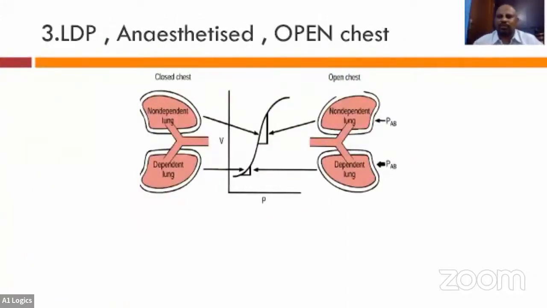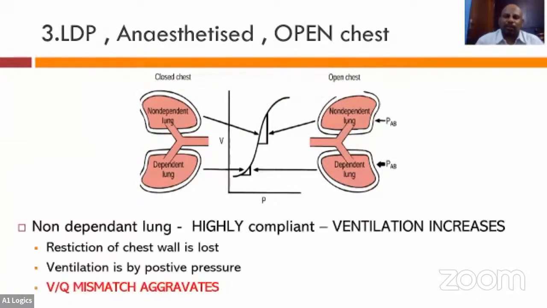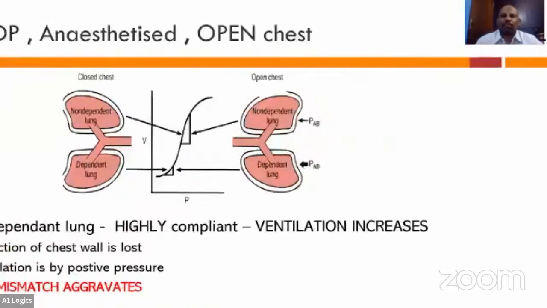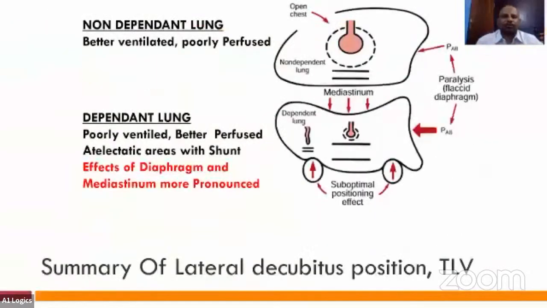So once you open the chest, something drastic happens, which is very bad. In the non-dependent lung, the ventilation starts to become more and more. Because the restriction in the chest wall is lost and ventilation is by positive pressure, the VQ mismatch aggravates, and more so if the patient is paralyzed.